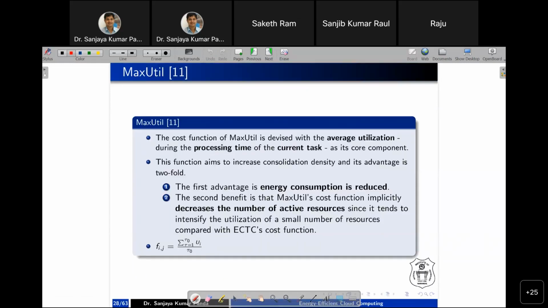Yes, this is the max util algorithm, where the cost function says that first you have to find the average utilization during the processing time of the current task, because that current task is also running with the other task which arrived early. Based upon that, you have to calculate the utilization factor. The main advantages of max util are that energy consumption is reduced, and second, the number of active resources is reduced. That is the reason why the max util algorithm is preferred over the ECTC algorithm.